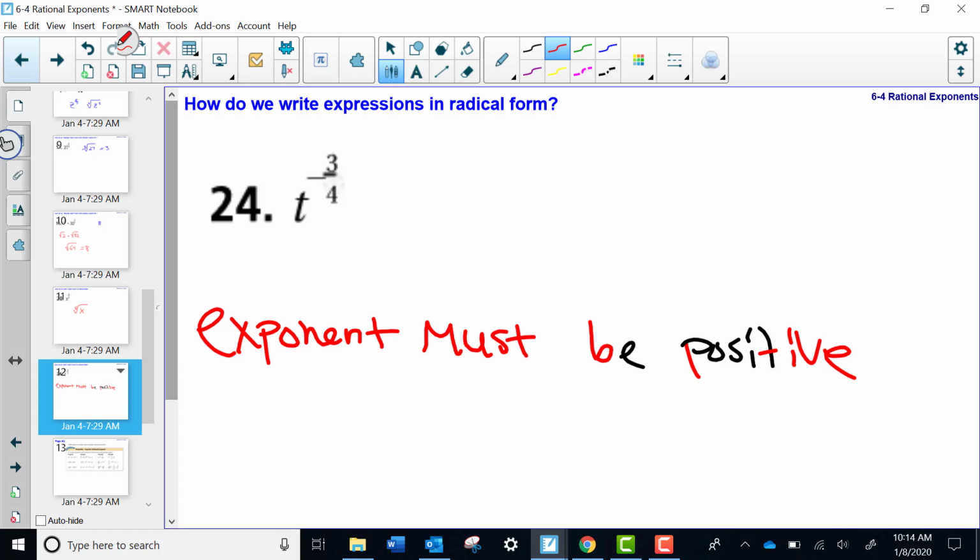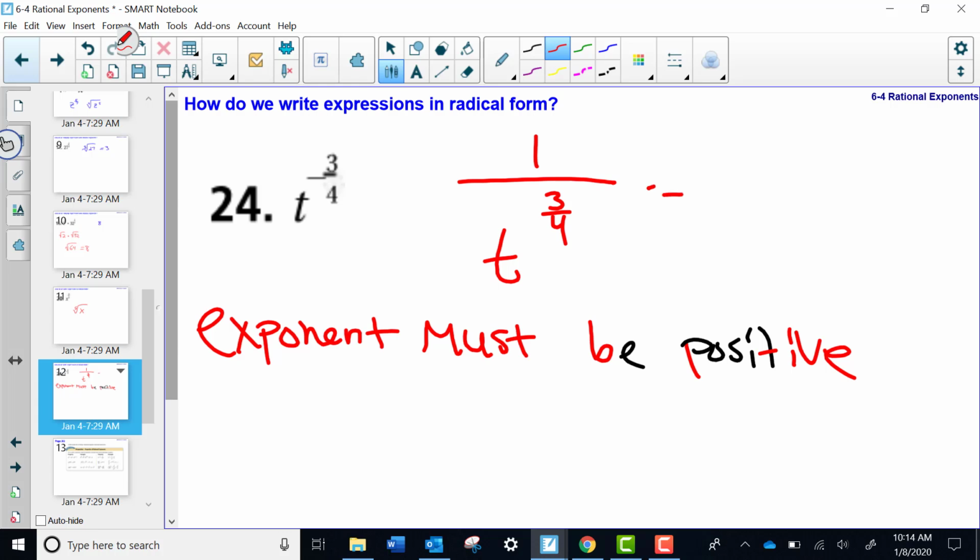And the way we turn exponents positive is that we take whatever the term is and put it under 1. So it's going to be 1 over t to the positive 3/4 power. This is one of the exponent rules. I'm not sure if many of you remember that. You have negative exponents, you move it down to the denominator, and the exponent becomes positive. So now we have a positive exponent.